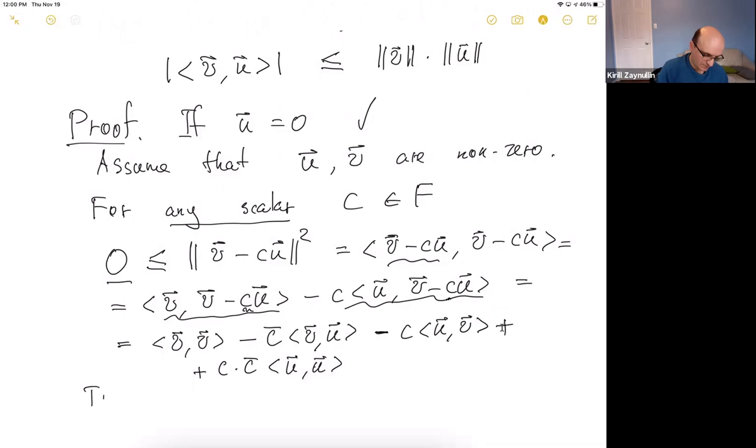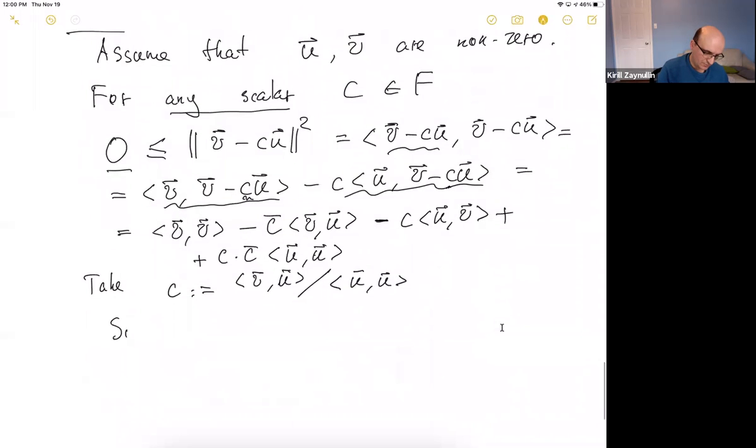Okay, so now take c to be a particular scalar. You take c to be this fraction: you just take your inner product of these vectors, v comma u, divided by u comma u. So that's a number, a complex number, divided by this real number u comma u. So take c to be this number, and then substitute in this inequality. Okay, what do we get?